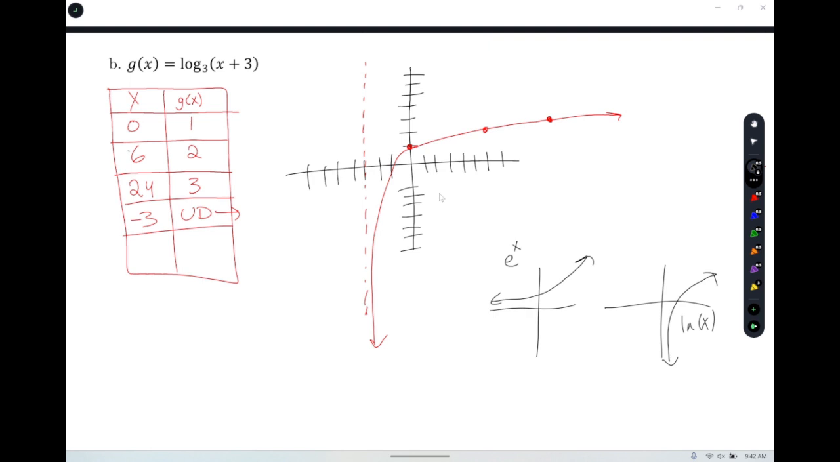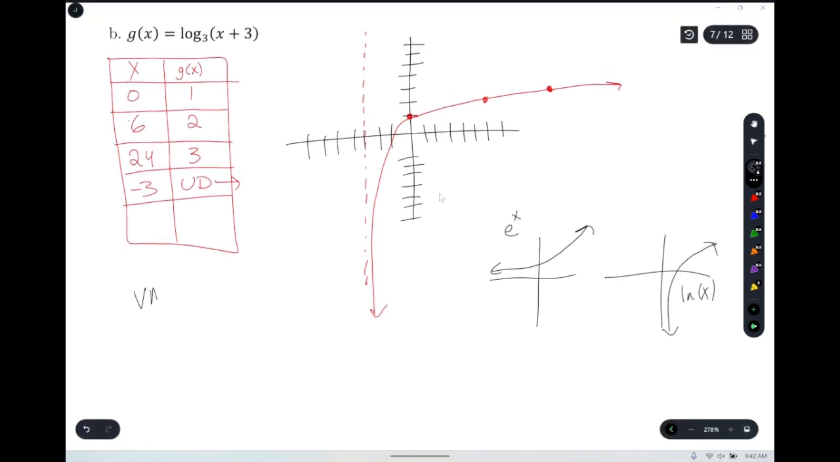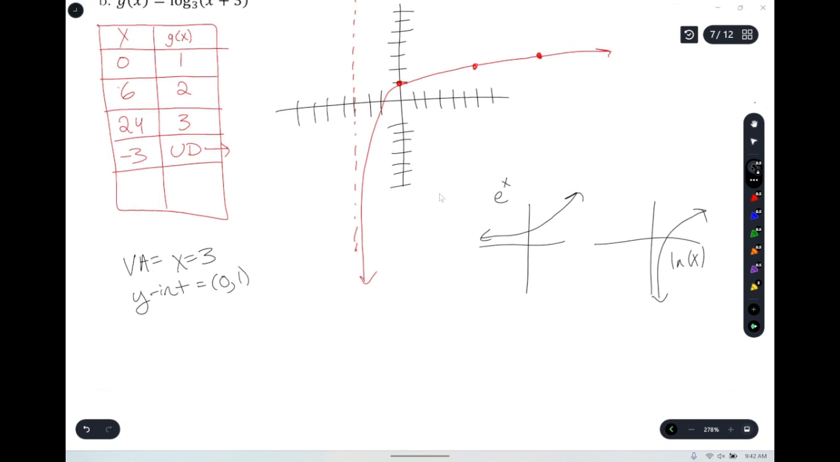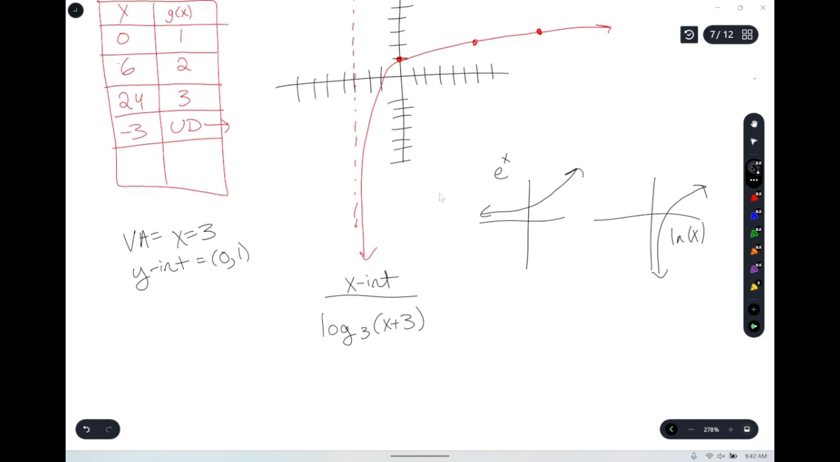Let's find the x-intercept real quick. So we know our vertical asymptote is x equals 3. We know our y-intercept is (0, 1). We need to find an x-intercept. How do we find that? No, that's how you find the y-intercept. It's like the opposite of that. How do you find an x-intercept?